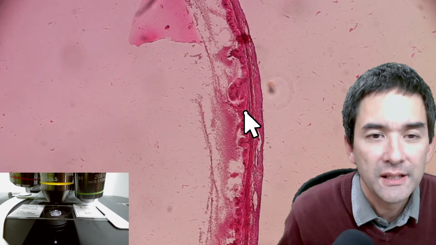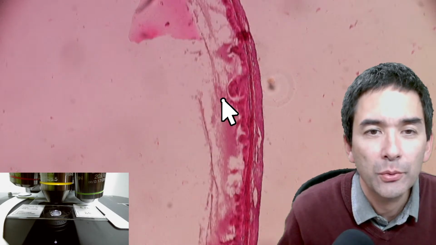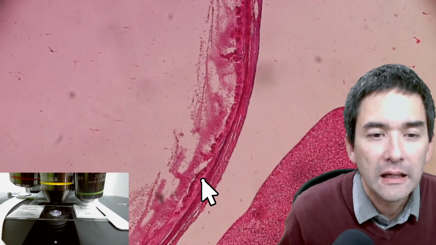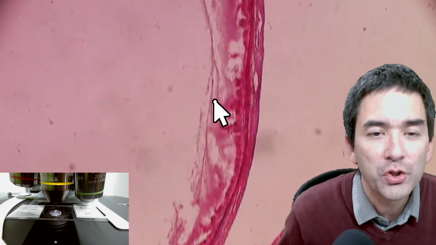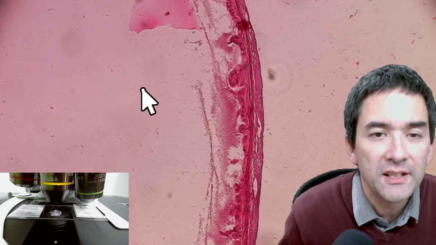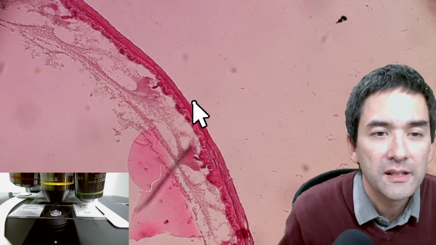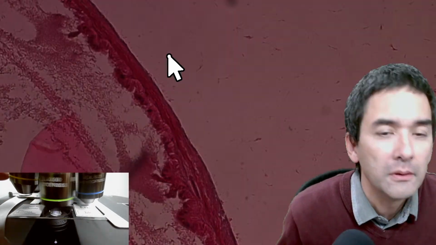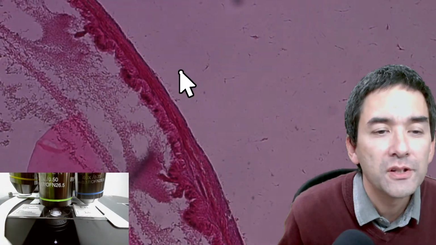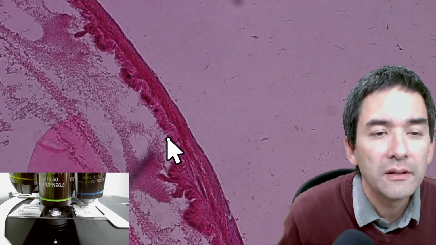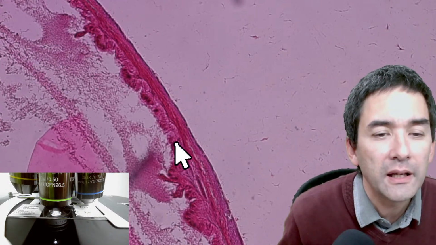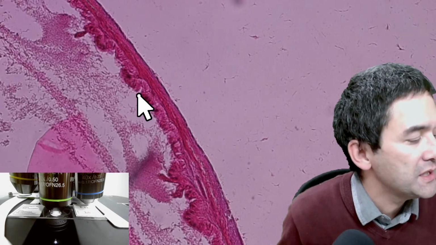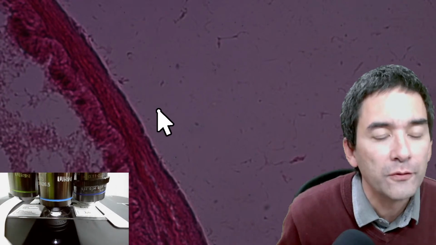Notice here that it is not smooth. There are infoldings, also called the villi, and this increases the surface area. So the food being digested is in here. This is the outside of the intestine. There must again be an epithelium on the surface here. And the inside here has many finger-like extensions and is not smooth. This is to increase the surface area for absorbing the digested food.